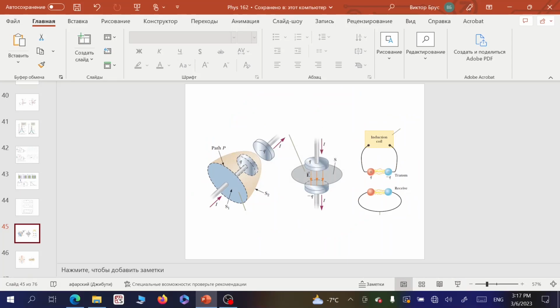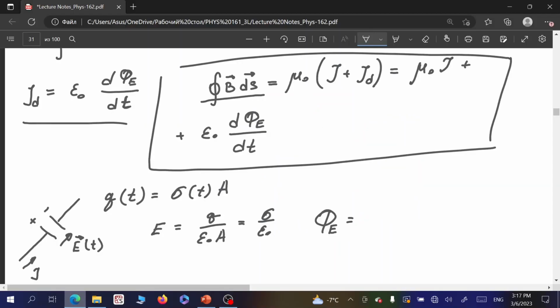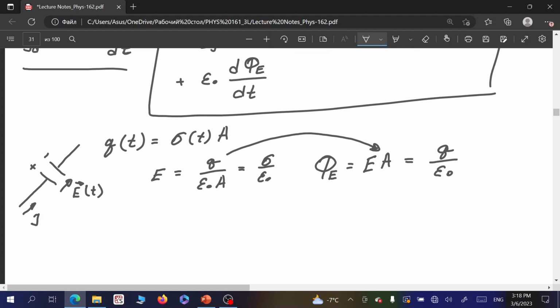So now let us come back to the whiteboard. We can represent it as electric field magnitude times area of the capacitor. And taking into account the expression for electric field, we can substitute it here, and we get that it is Q over epsilon naught. So this is the expression for electric field flux.